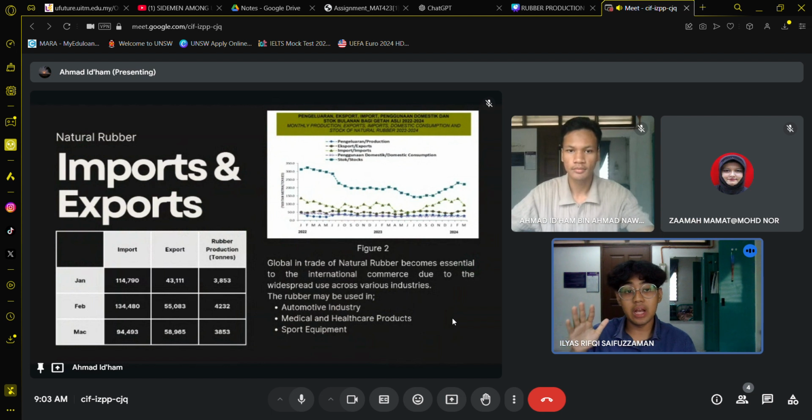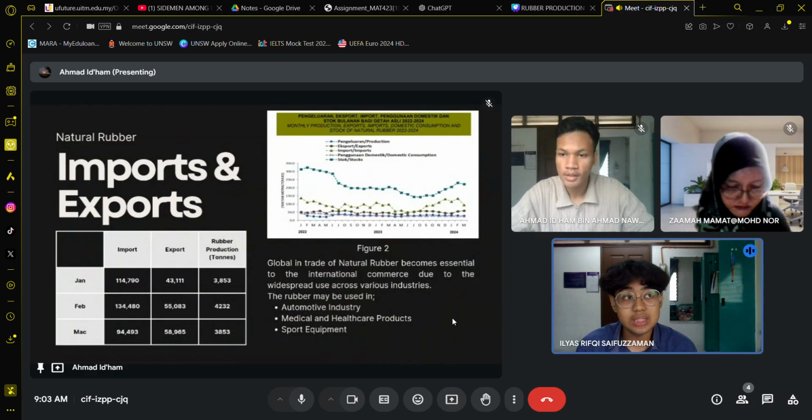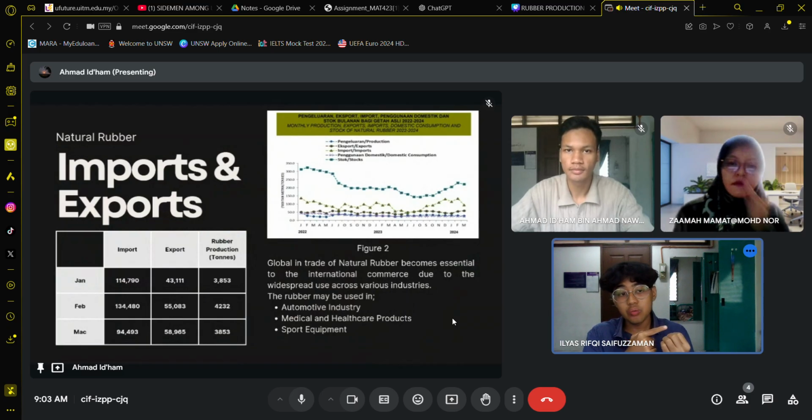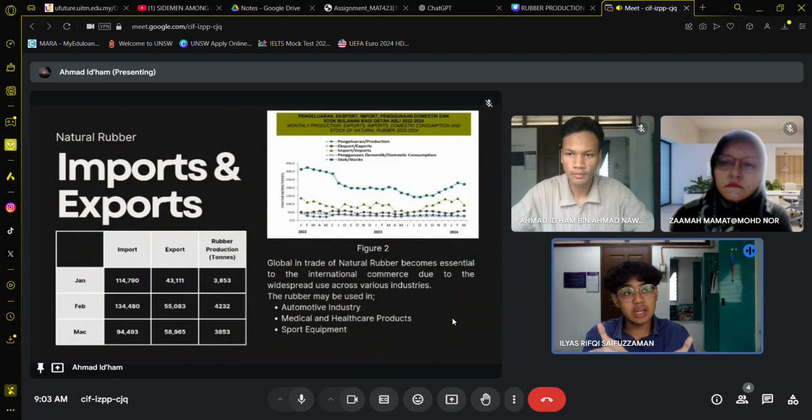For medical and healthcare products, such as the gloves that are used for surgery. And for sport equipment, we can see in rackets, on the handle of the rackets, they have those rubber handles. You can also see in basketball and football, they are also made from quite a bit of rubber to maintain that elasticity so it can bounce.